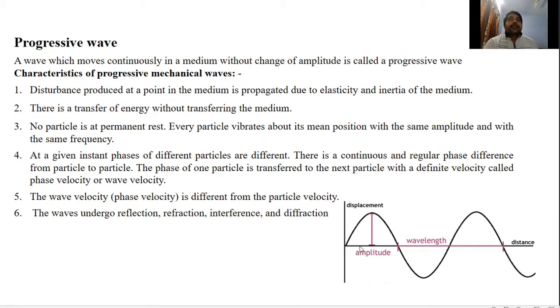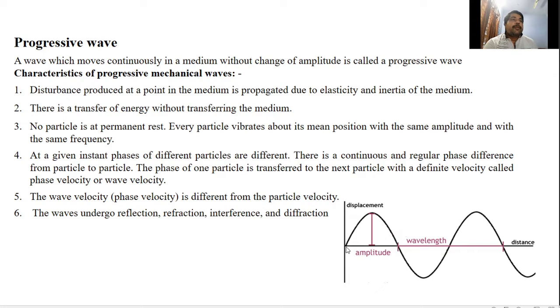First one is the disturbance produced at a point in the medium is propagated due to elasticity and inertia of the medium. Since it is a mechanical wave, it requires a material medium. So that material medium possesses the property of elasticity and inertia for the wave to travel from one point to another point. So there is a transfer of energy without transferring the medium.